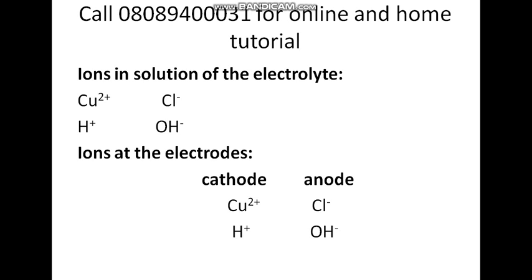The ions at the electrode, as could be seen on the tutorial board. At the cathode, we have copper ion and hydrogen ion. At the anode, we have chloride ion and hydroxy ion. What happened at the anode during the electrolysis?